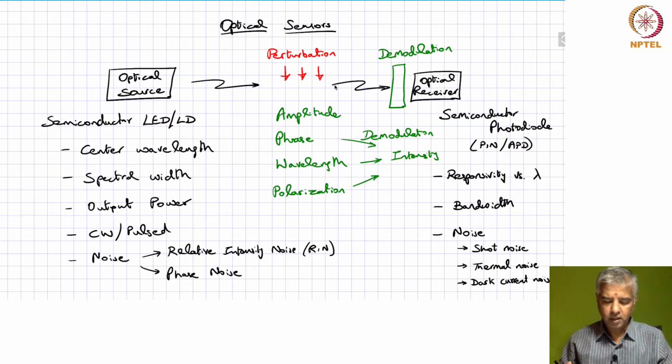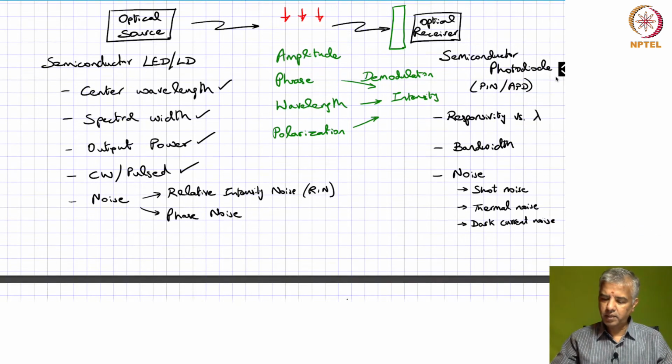diodes or laser diodes. We were looking at specific properties like center wavelength, spectral width, output power, and how to directly modulate that light so that it could be continuous wave light, modulated light, or pulsed light. And of course we have not talked so much about the noise in sources. That we will come back to later. But today what we would like to go into is talking about optical receivers. So before we go into that, let's just quickly recap.